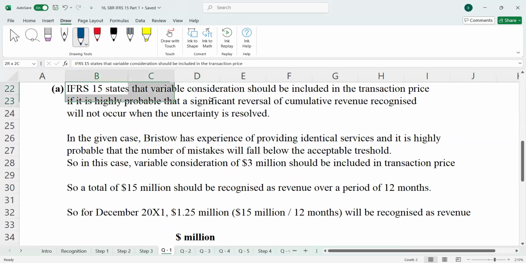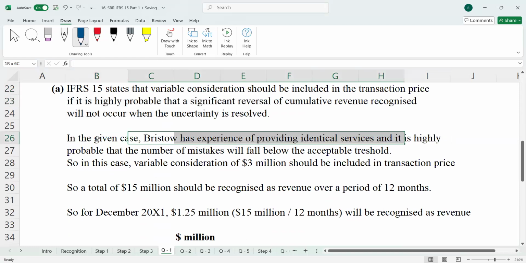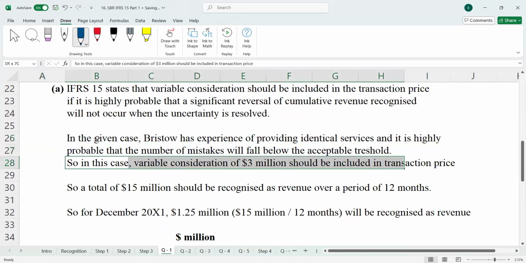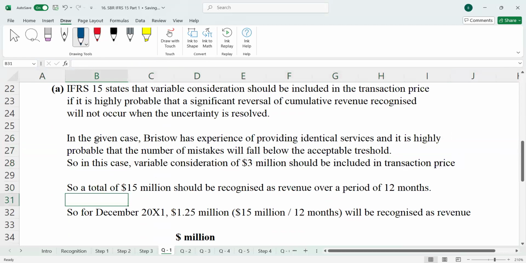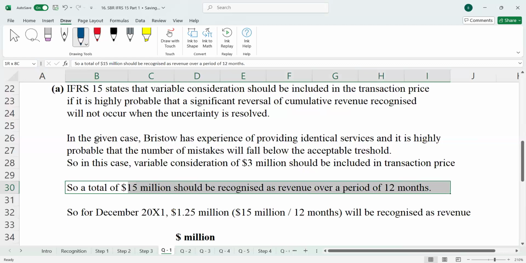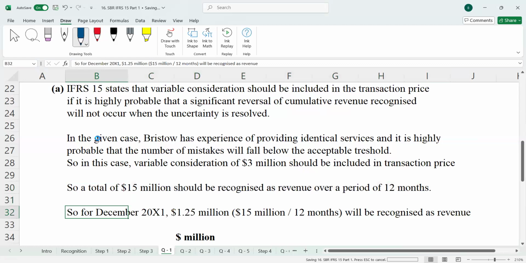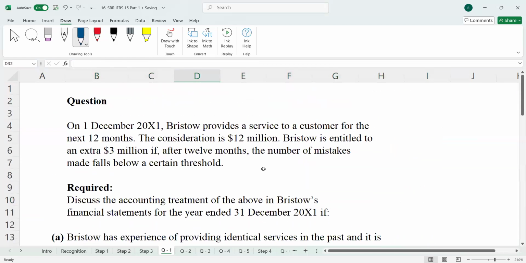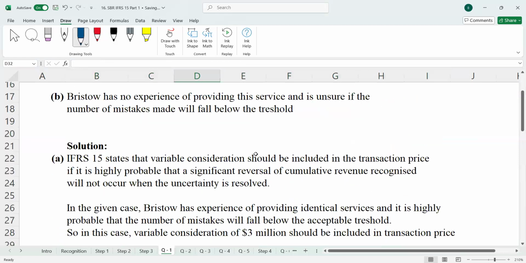IFRS 15 states that variable consideration is included in the transaction price under certain conditions. Now, in the given case, Bistro has experience of providing identical services, and it is highly probable that the number of mistakes will fall below the acceptable threshold. So, variable consideration of $3 million should be included in the transaction price. A total of $15 million should be recognized as revenue over a period of 12 months. So, for December 2011, only $1.25 million of revenue will be recognized, because we started from 1st December and my year ends on 31st December, so one month has gone by.